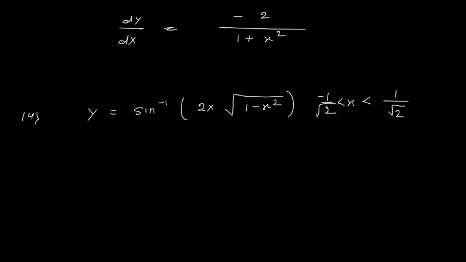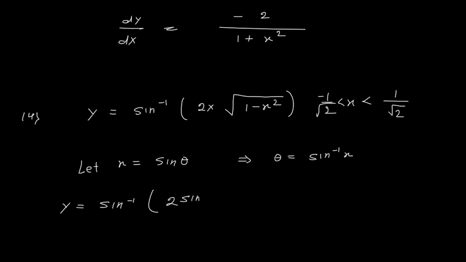So better, I will say let x equal to sine theta. Let x equals sine theta. So this will give me theta equals sine inverse x. Now I have y equals sine inverse, in bracket I will say 2, in place of x I will say sine theta, into root of 1 minus x square. So I will say 1 minus sine square theta.